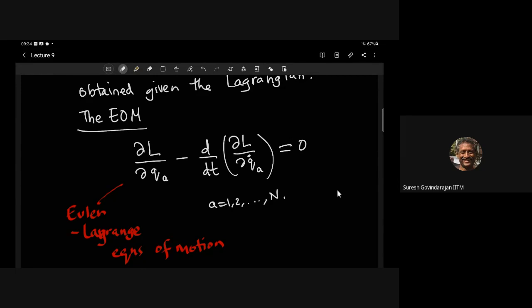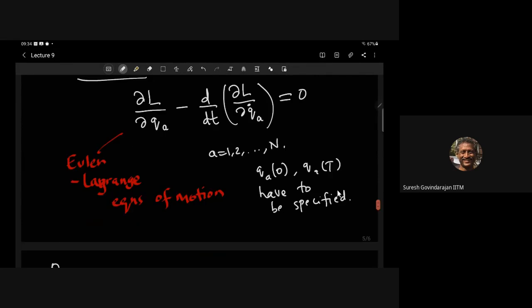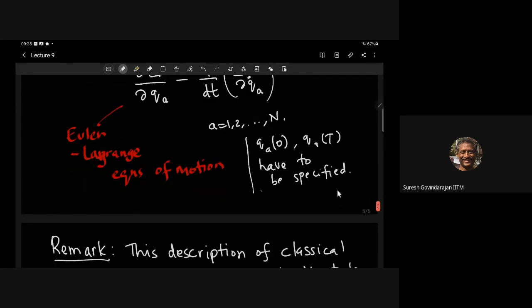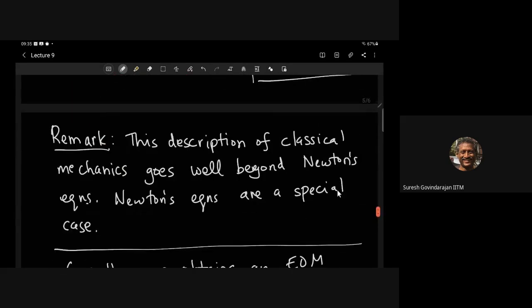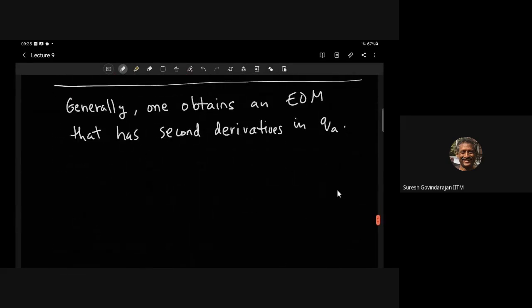And I forgot to say, for these equations we have to specify q_a at 0 and q_a at t. That's the general thing we know from the functional calculus which we did. Okay, so this is generally okay. So in that sense, it is similar.